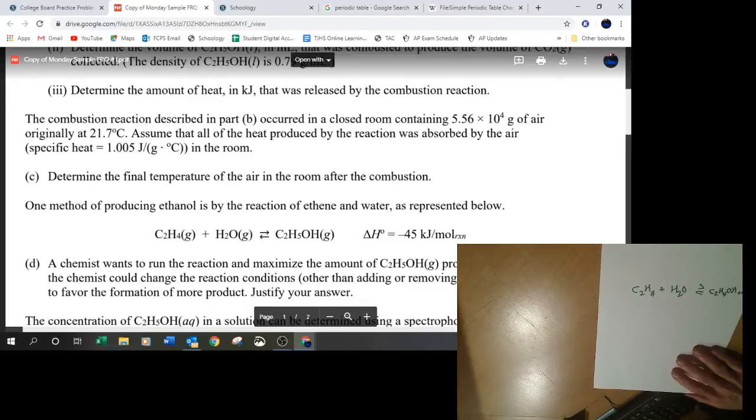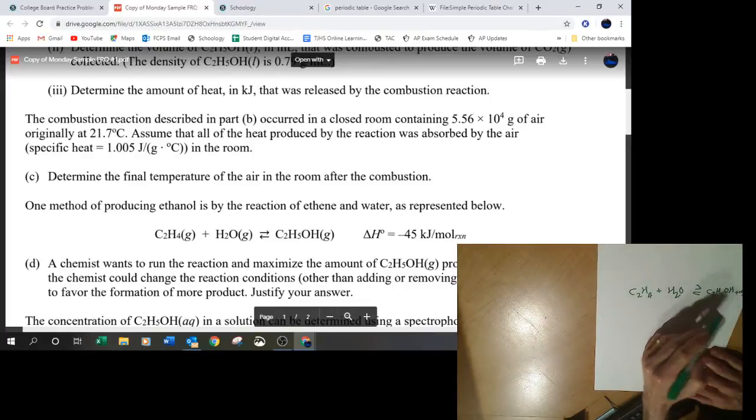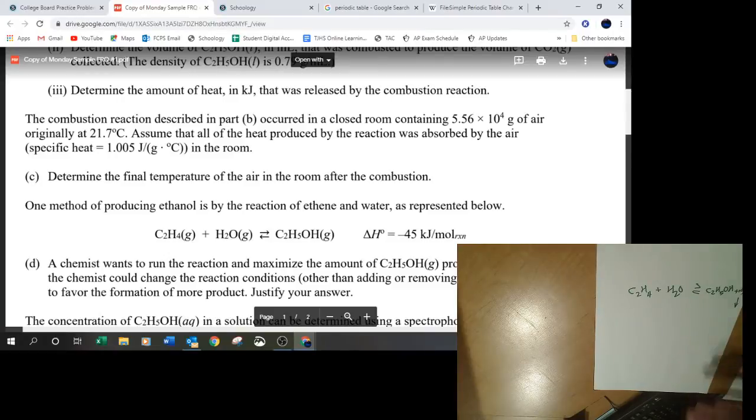So one methodology to change the reaction conditions to get more product. If we have an exothermic reaction and we want to get more product, we would want to decrease the temperature. If we decrease the temperature, the equilibrium will shift and continue to produce more product. And so if we kept it in a very, very cold space, that would help. Now that's one. What's another?